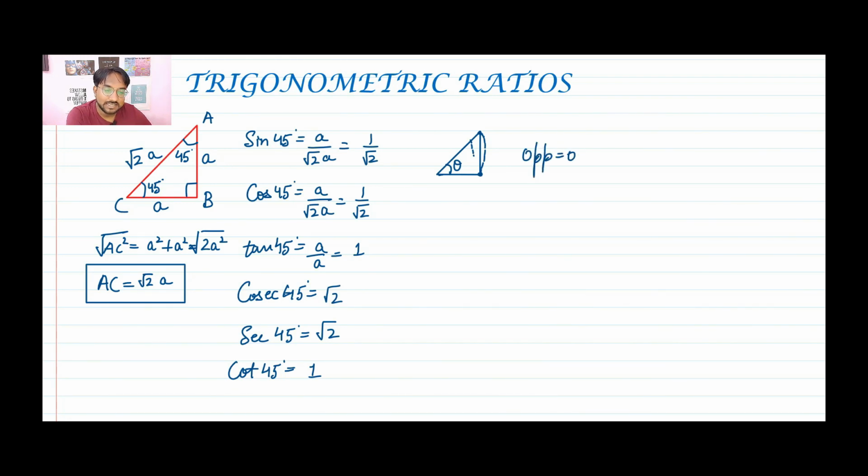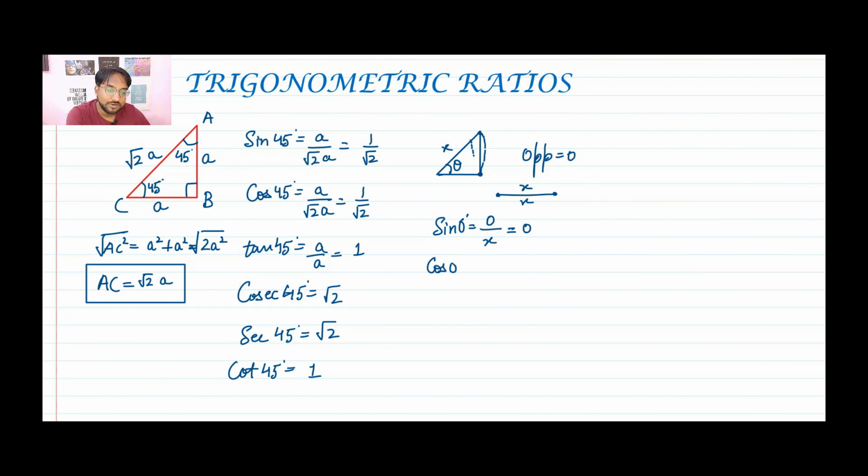And opposite is 0. Then sine 0 will be opposite by hypotenuse. Let's say this is x, and this angle, how will it look? It will be like this, where the hypotenuse is overlapping the adjacent side. So both of them, hypotenuse and adjacent, will be x. So opposite is 0. Opposite by x, 0 by x, will be 0.